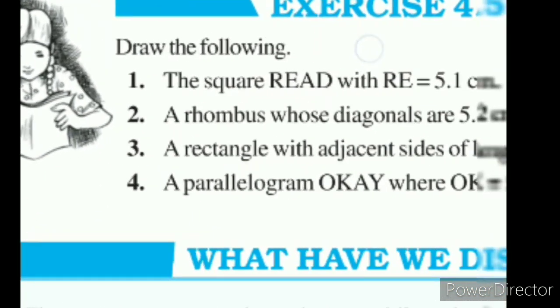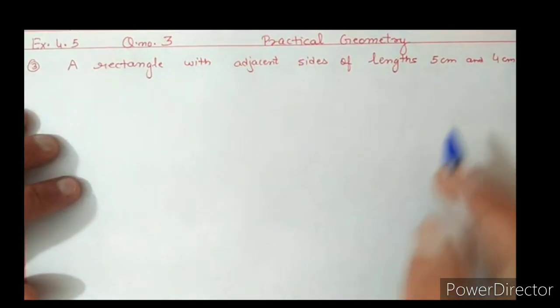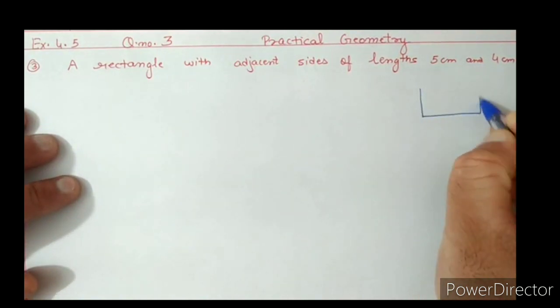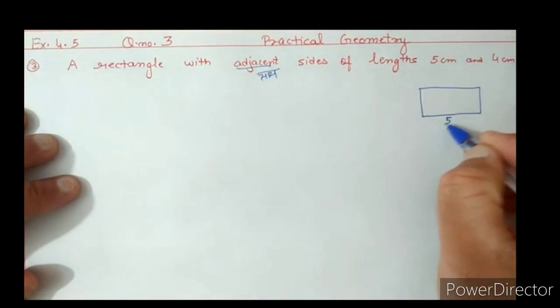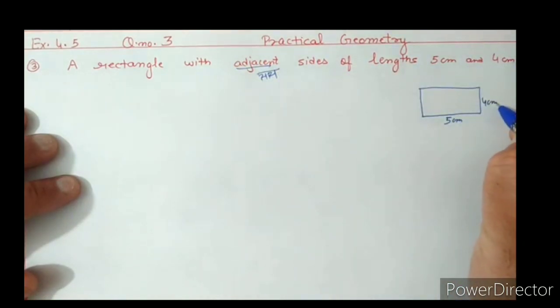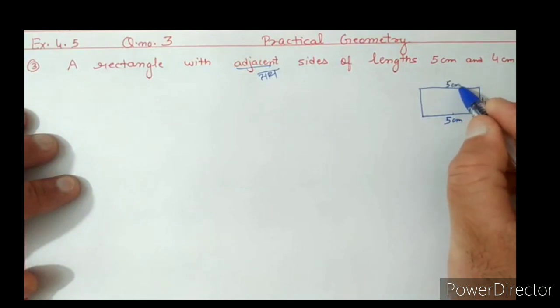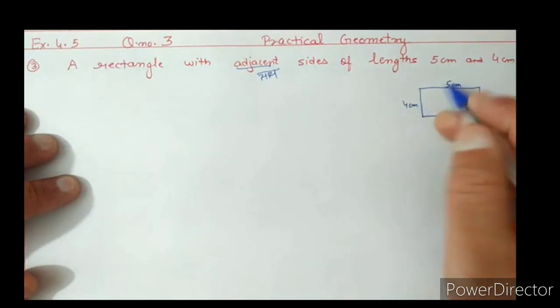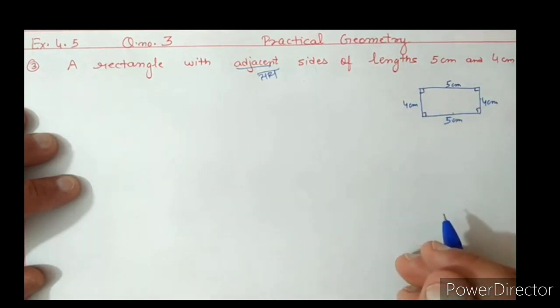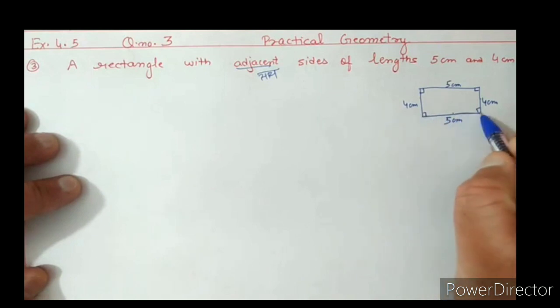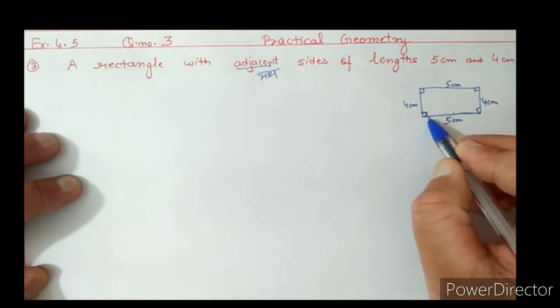Okay, 4.5 second question. Next, question 3 you can also do as homework: a rectangle with adjacent sides of lengths 5 centimeter and 4 centimeter. I am giving a rough figure. Using that you can construct the original figure. Opposite sides are equal in a rectangle, and each angle measure is 90 degree. You can construct two right angles or one right angle, and you will get the required rectangle. Do this as homework.